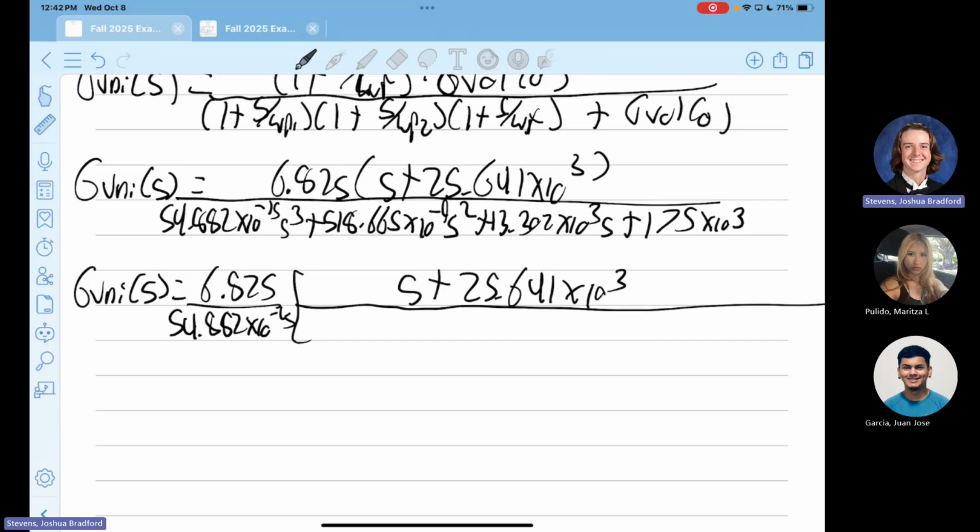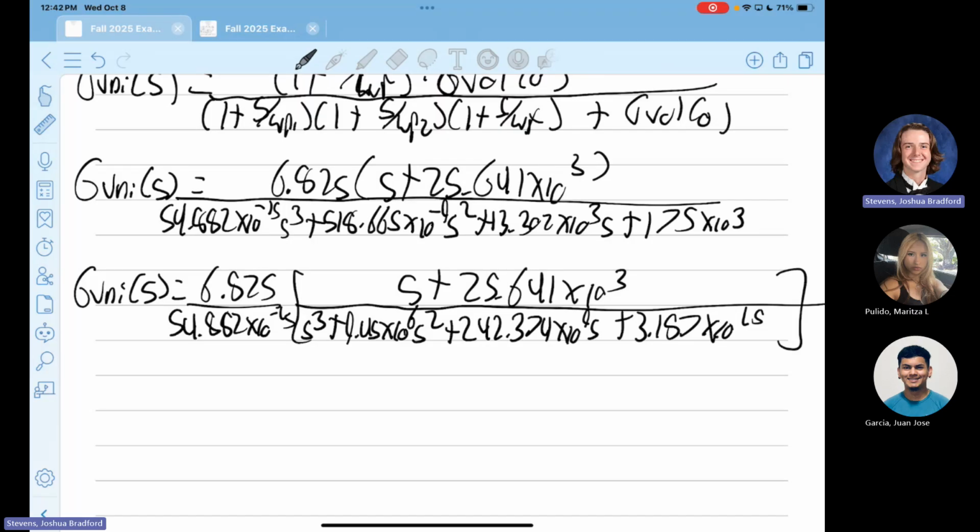Denominator, we have an S cubed plus 9.45 times 10 to the sixth S squared plus 242.374 times 10 to the ninth S plus 3.187 times 10 to the 18th. And now all you do is you find your zeros and poles.